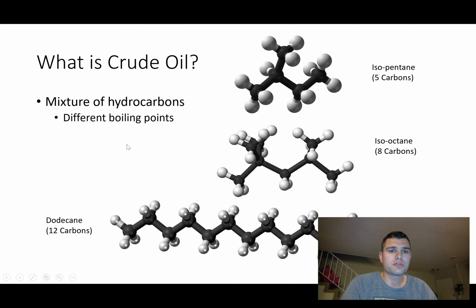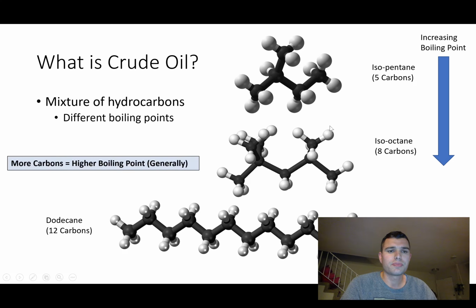A property that's used very frequently when discussing any hydrocarbons is boiling point. The key property is that the boiling point increases as the size of the molecule increases. Generally, more carbons is going to equal a higher boiling point. So in this example of 3, the highest boiling point would be dodecane, and the lowest boiling point would be isopentane.